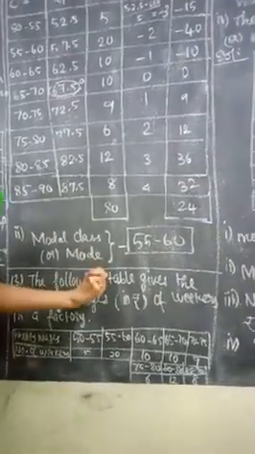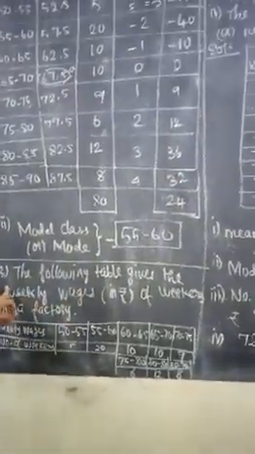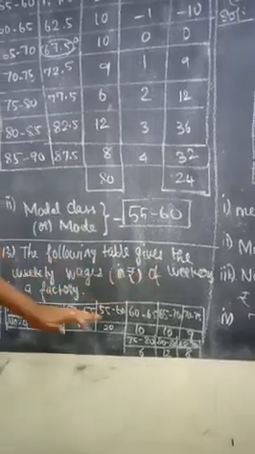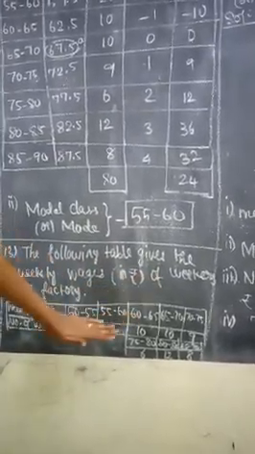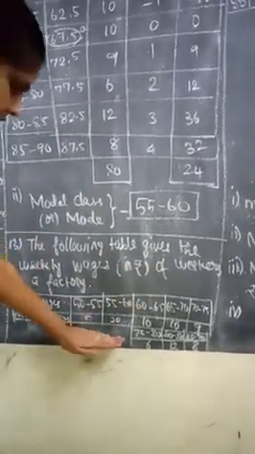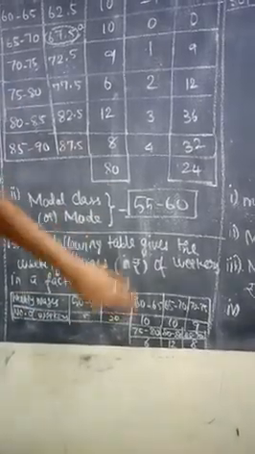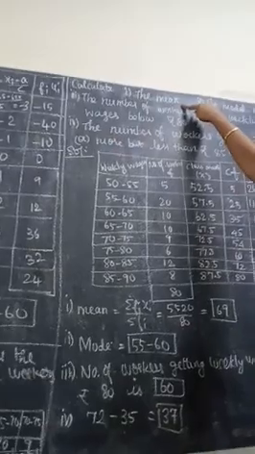I hope you all understand this. Next, 13th question. The following table gives the weekly wages. Okay, so this is the weekly wages. This sum and this 12th sum is the same sum. Here, listen. First, what we need to find?